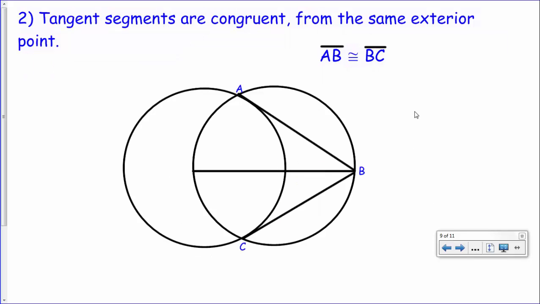Another rule we use: tangent segments are congruent from the same exterior point. That means that the distance from A to B is the same as the distance from C to B. These are called tangent segments if they're measurable. A tangent line, if the line segment kept going, would make the line going through here just as we saw before with the tangent line. It still has to intersect in a point.